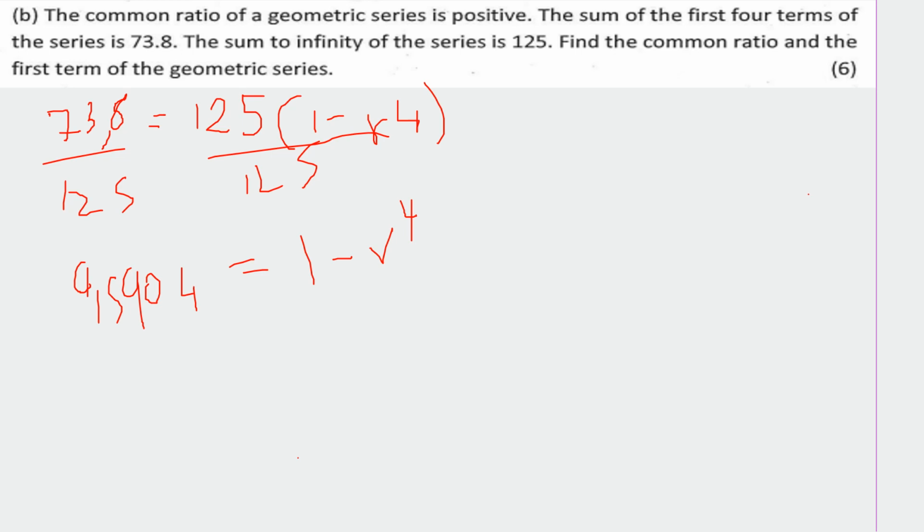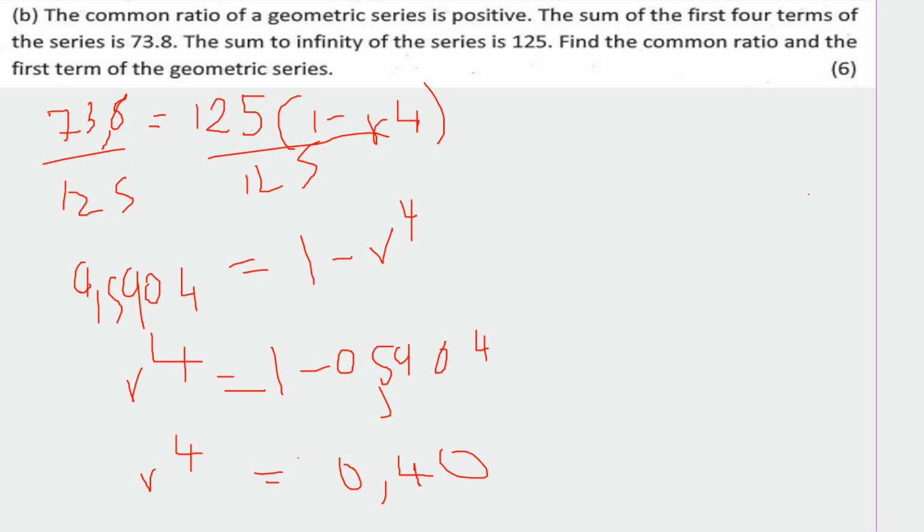So now when we do what? We're just going to transpose this r to the power of 4 to be positive this side and then subtract this from that one. So basically we'll say r to the power of 4 is equal to 1 minus 0.5904. Therefore r to the power of 4 will be equal to, let's say 1 minus answer, then it's going to be 0.4096.